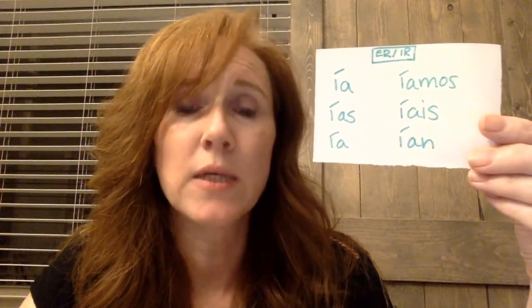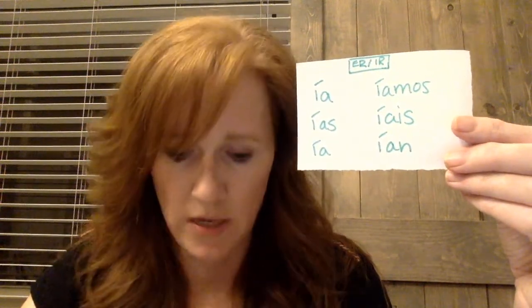We've got ía, ías, ía, íamos, íais, ían. All of them have accents, so remember that. And that's like I used to eat, comía. You used to eat, comías. So these are the second type of past tense. This is called the imperfect, and these are the ER-IR verb endings.